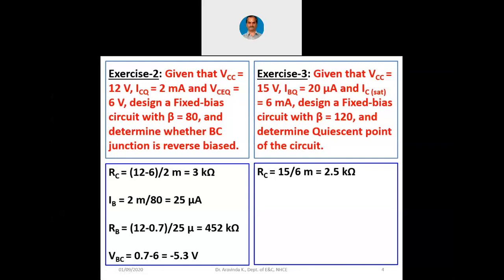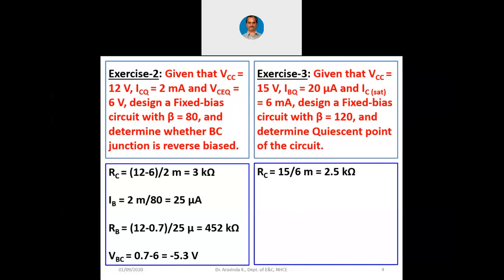Now what else can you find out? Now please remember ICQ is different from IC sat. ICQ is the quiescent point or active region. IC sat is when the transistor is completely saturated.